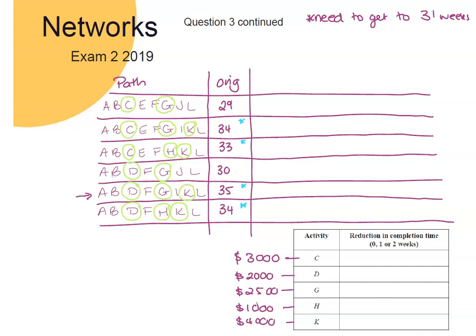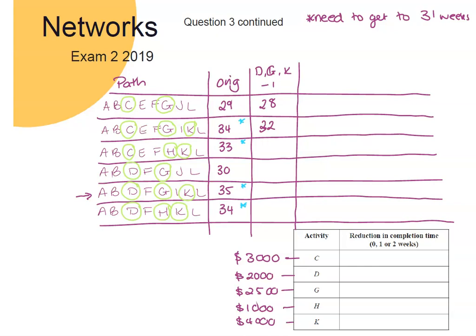So as I said, I'm going to do D, G, and K, 1 off each. That's a total of 3 off that path, that critical path. So checking for if any of these paths have that activity. The first path here has a G, so that will come down to 28. The second path has a G and a K, so take off 2 will come down to 32.